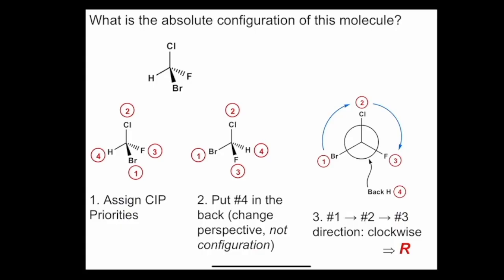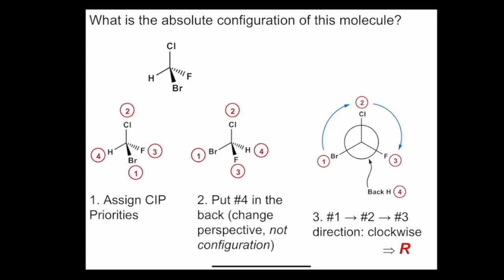So, for the molecule we just showed here, this chlorine, bromine, fluorine. Step 1, we assign priorities. Bromine gets the highest, chlorine gets the next, fluorine is number 3, hydrogen is number 4. How you assign the numbers, that's just based on CIP. It doesn't matter how it's drawn.